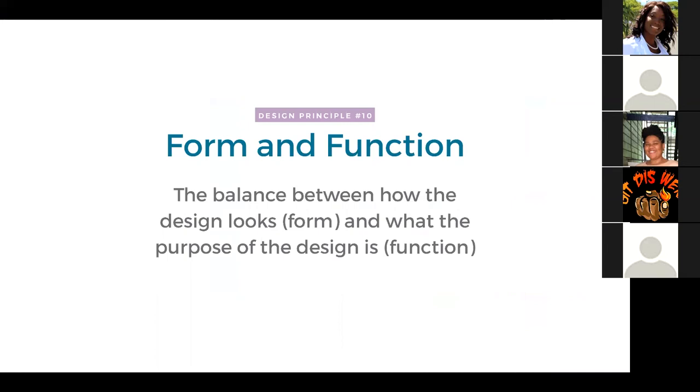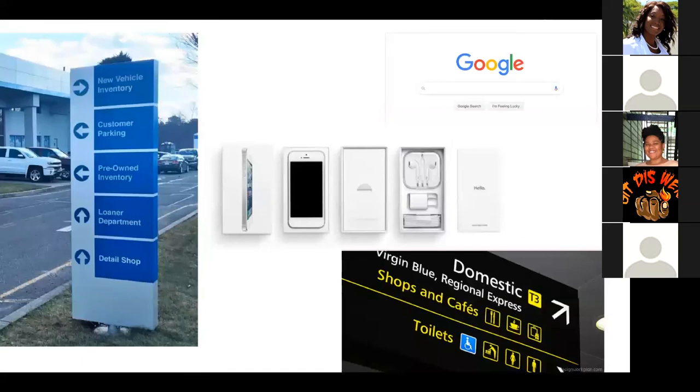But for design, not only does it have to look good, but it also has to function. So we're making something that looks really nice, but it also needs to be used for whatever it was intended to be used for. So form is the way the design looks, and function is the purpose of the design, how it's going to be used. So what do I mean by that? Well, here are some really great examples of form and function.